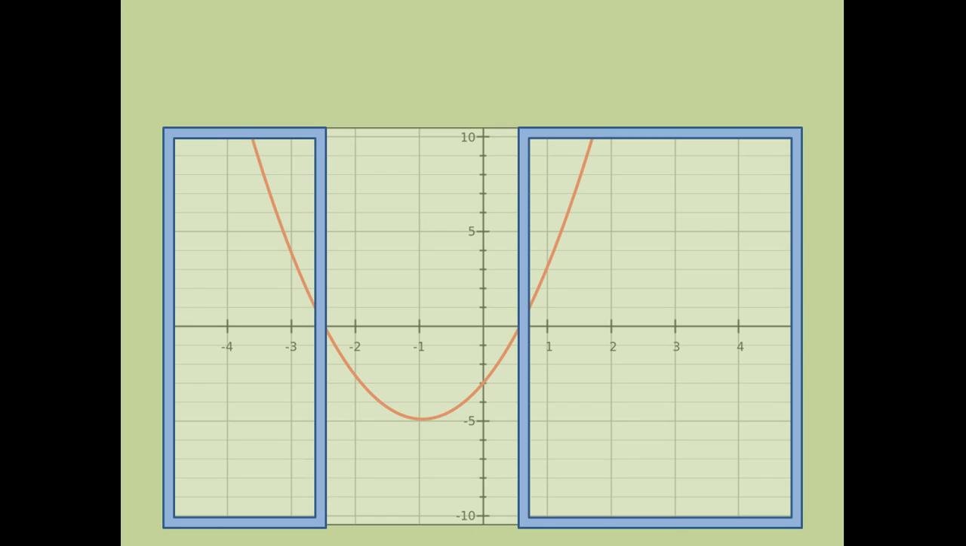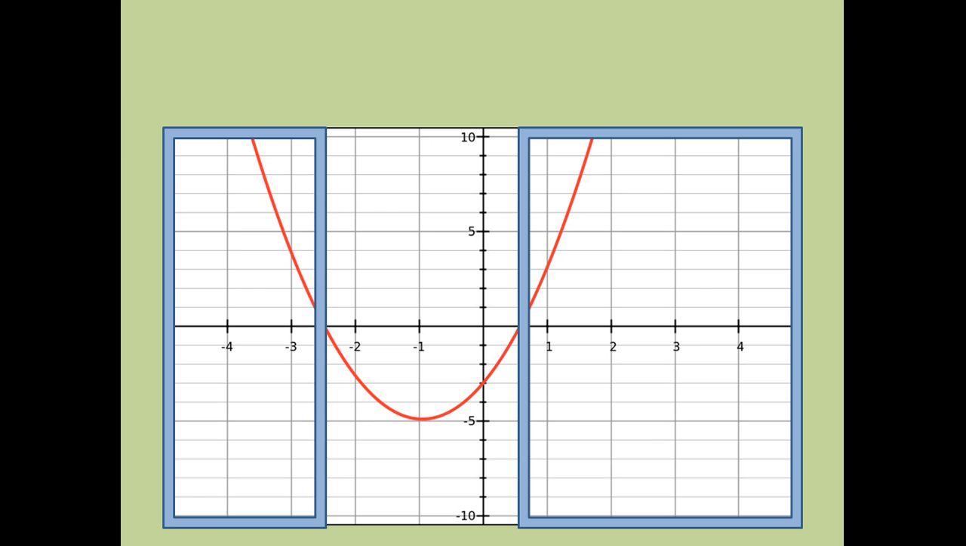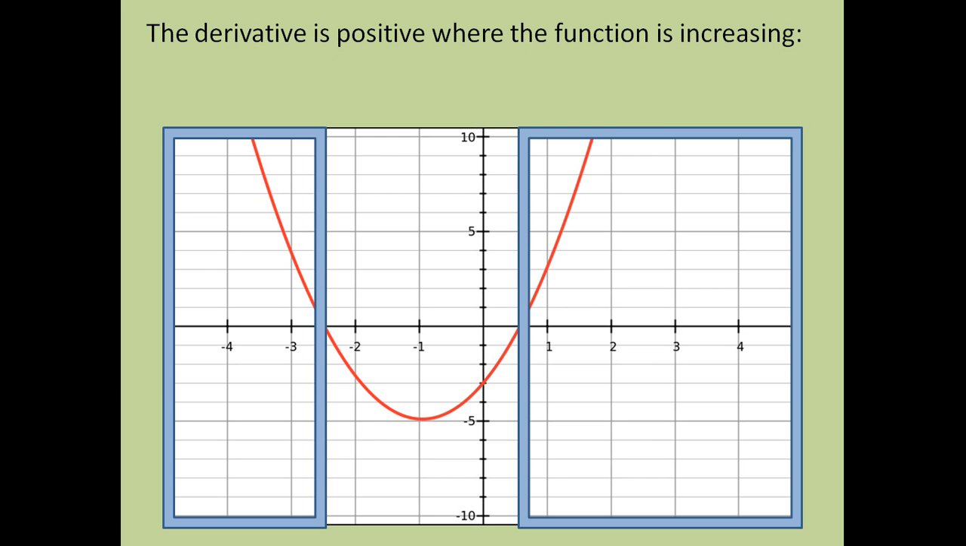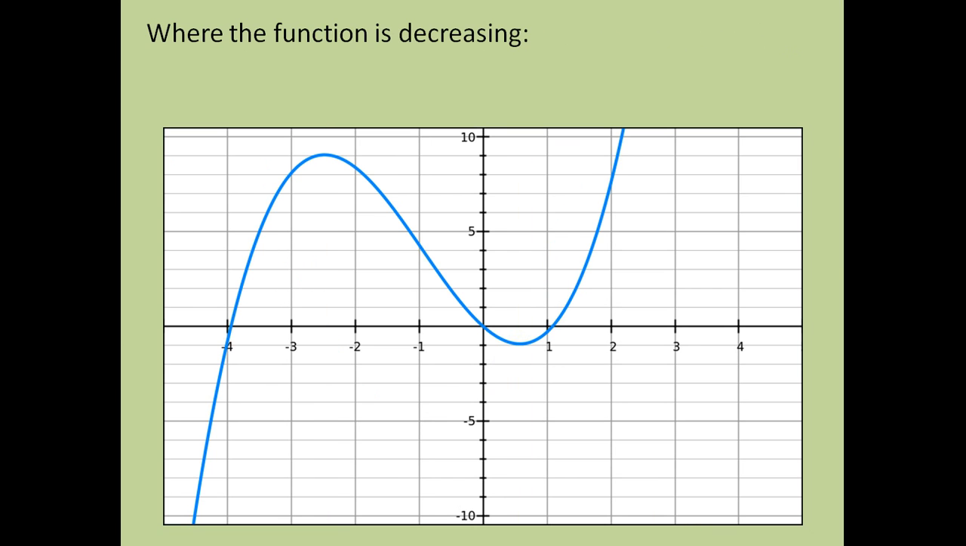So now we're going to take the graph of the function away and put the graph of the derivative on top of it. And you'll notice that exactly where the function was increasing, which is inside the blue boxes, the derivative is positive. So that's an important relationship, that the derivative is positive whenever the function is increasing.